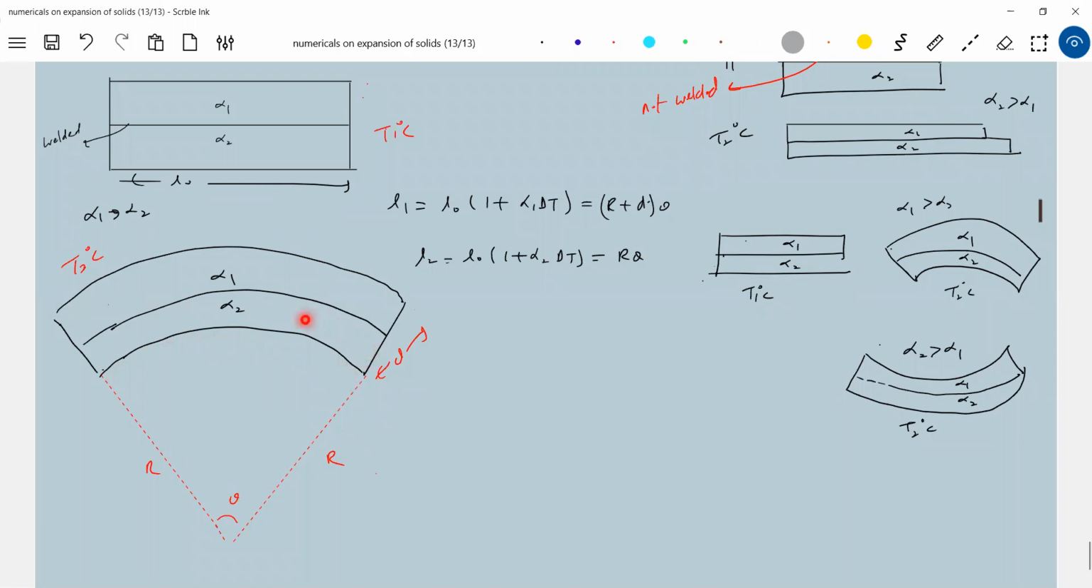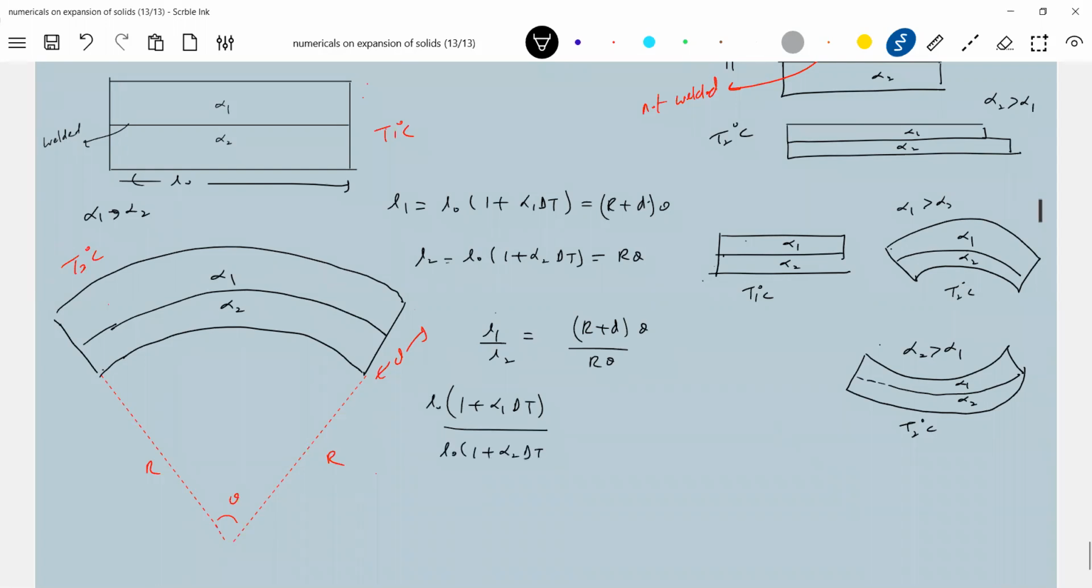If you want, you can start with the middle. Let me directly take this one. So this is L2, and let this be L1. So let's divide these two. So L1 by L2 should be equal to (R plus D) theta by R theta. What is L1? What is L2? R plus D by R. L0 also gets eliminated.